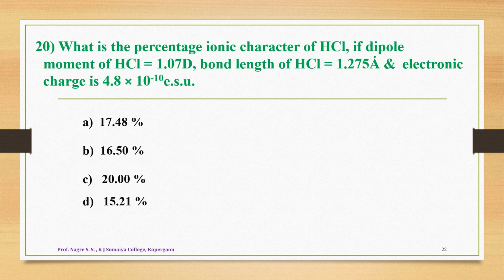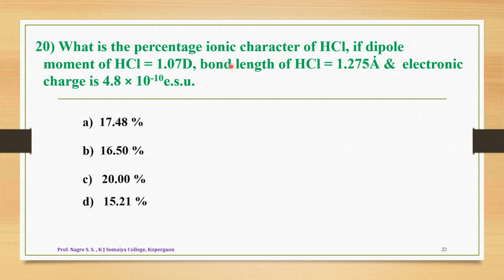That is question number 20, and the question is here: what is the percentage ionic character of HCl if the dipole moment of HCl is equal to 1.07 debye, bond length of HCl is equal to 1.275 angstrom, and electronic charge is 4.8 into 10 raised to minus 10 ESU. So what is the percentage ionic character of the HCl?